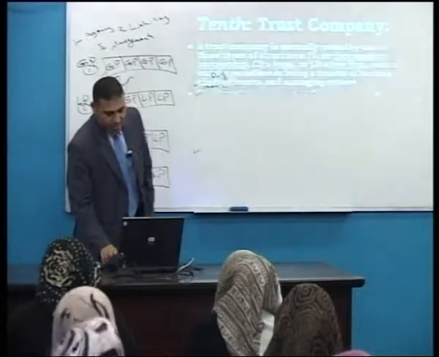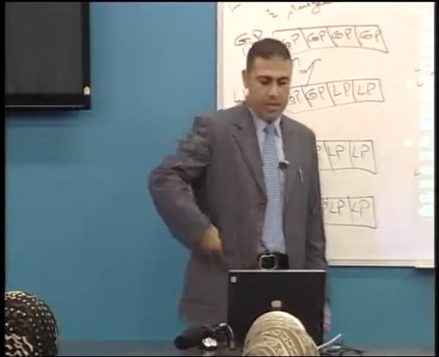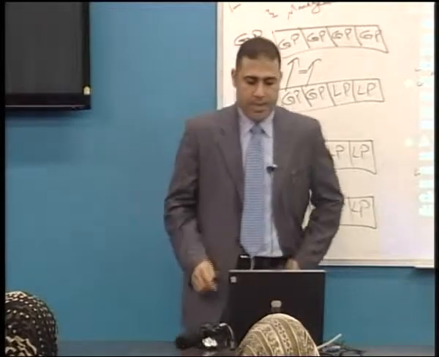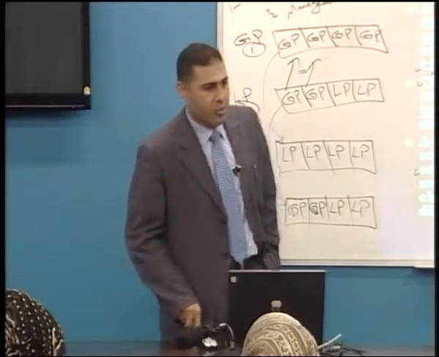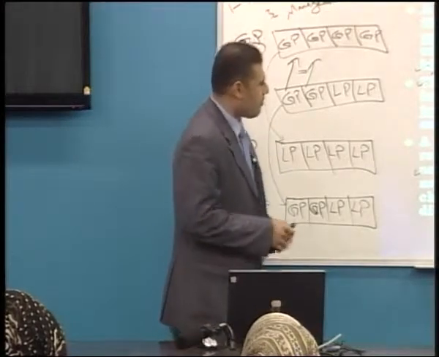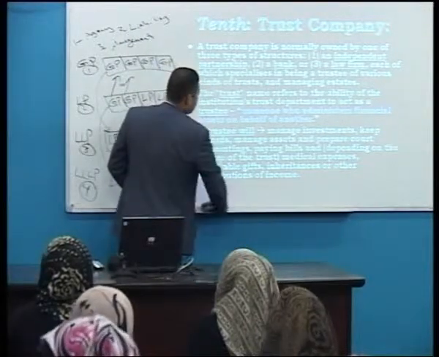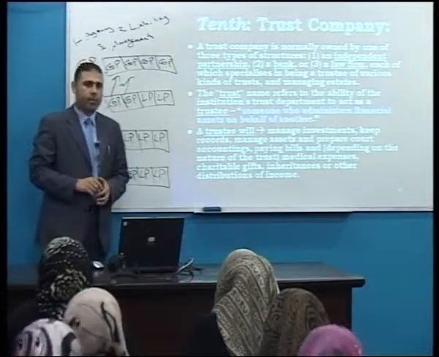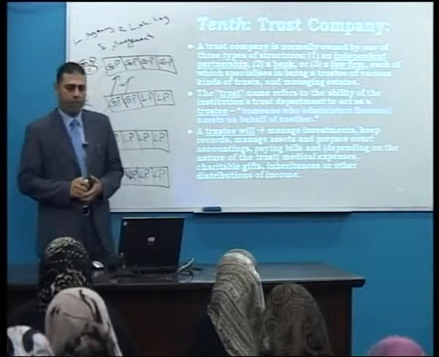The last slide we have to finish with, because I will give you the chance to make the presentation now, is the trust company. The last point in this chapter is called a trust company, شركات التأمين يعني trust company. We have three types of trust companies. Number one is called independent partnership. Number two is bank. And number three is law firm.